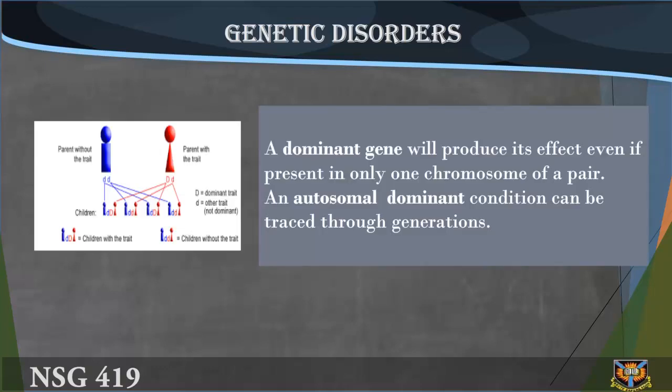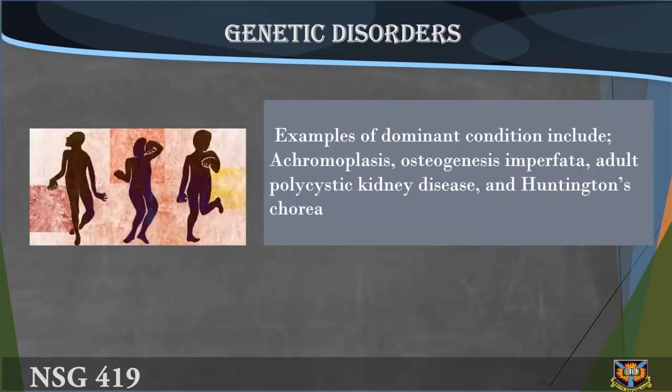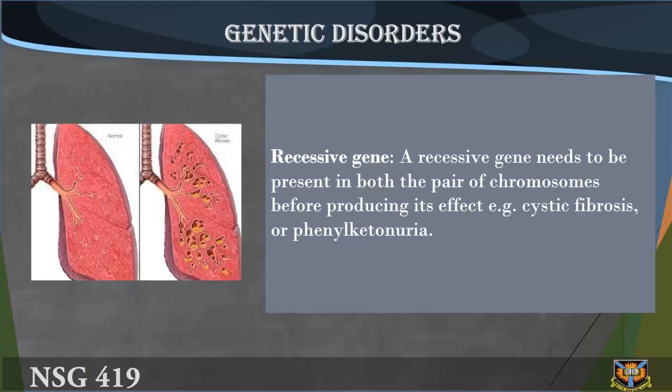A dominant gene will produce its effects even if present in only one chromosome of a pair. An autosomal dominant condition can be traced through generations. Examples of dominant conditions include achondroplasia, osteogenesis imperfecta, adult polycystic kidney disease, and Huntington's chorea. Recessive gene. A recessive gene needs to be present in both of the pair of chromosomes before producing its effects, e.g. cystic fibrosis or phenylketonuria.